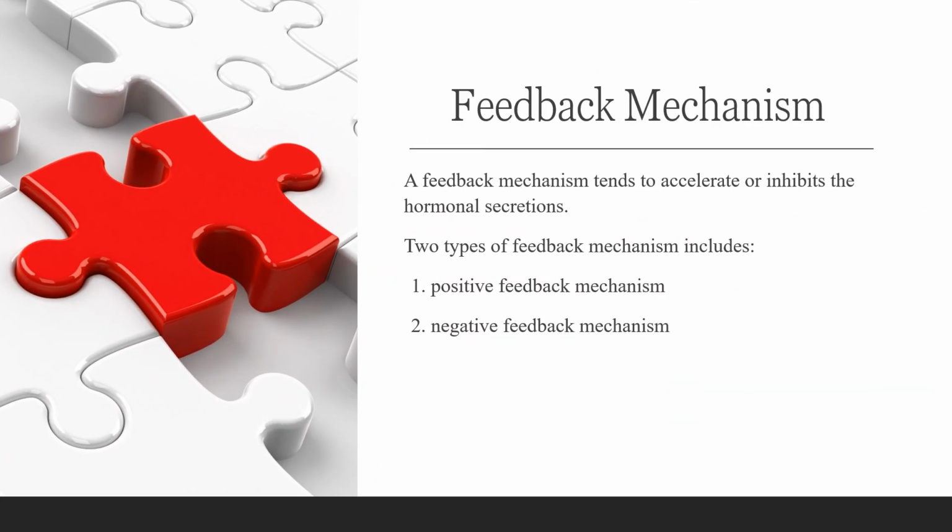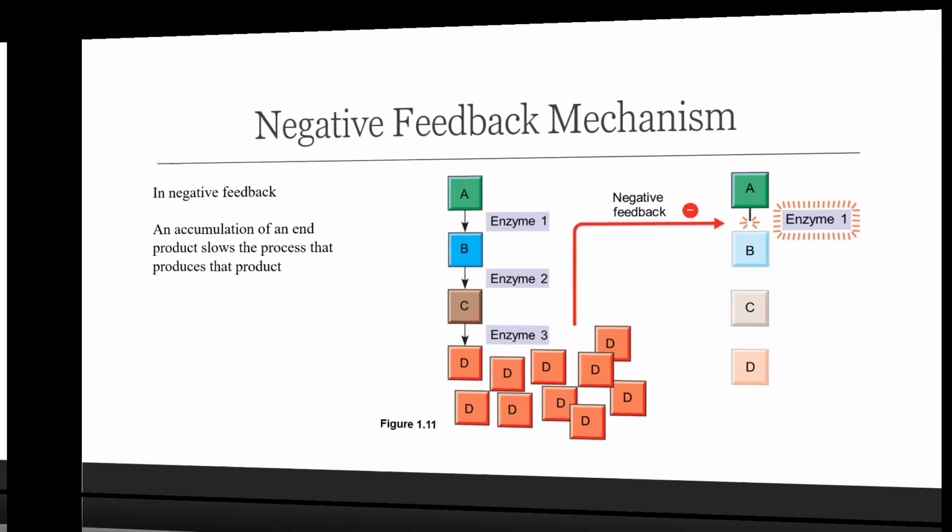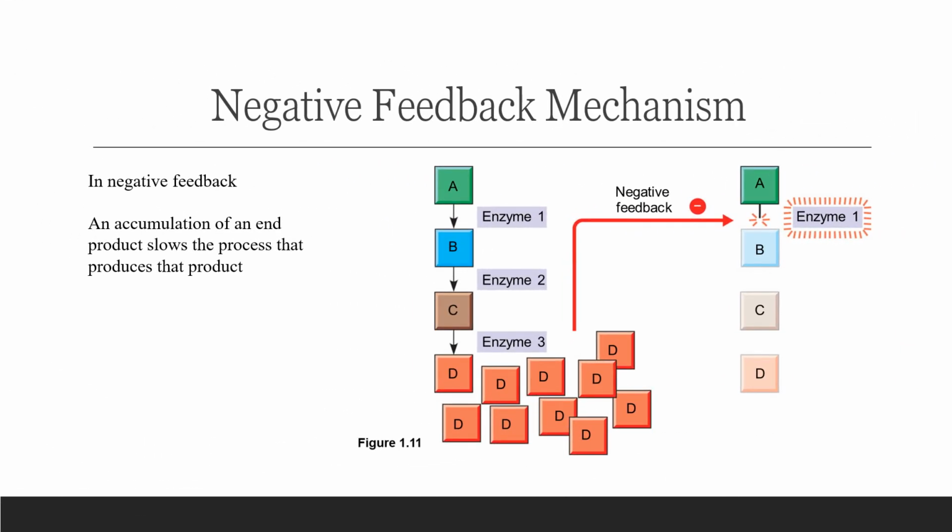Next, we have feedback mechanism. A feedback mechanism tends to accelerate or inhibit the hormonal secretion. There can be two types of feedback mechanism, which is positive feedback mechanism or negative feedback mechanism. First, we look at negative feedback mechanism. In a negative feedback, an accumulation of an end product slows the process that produces that product.